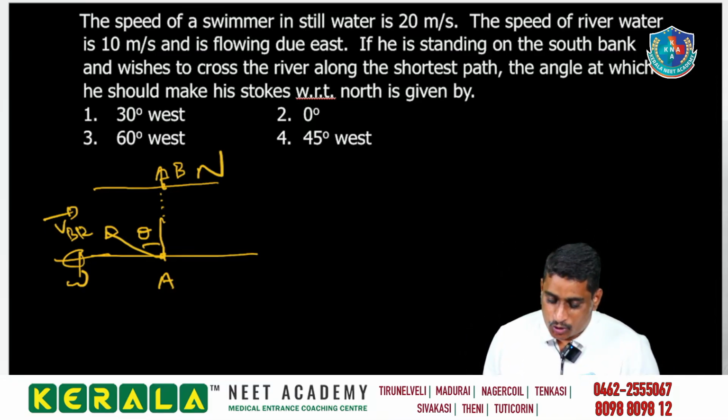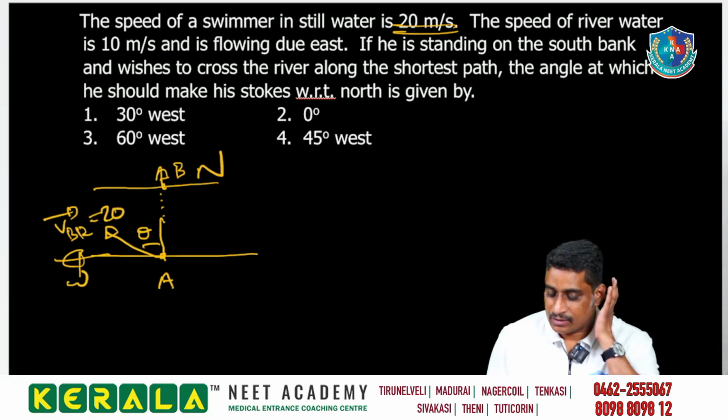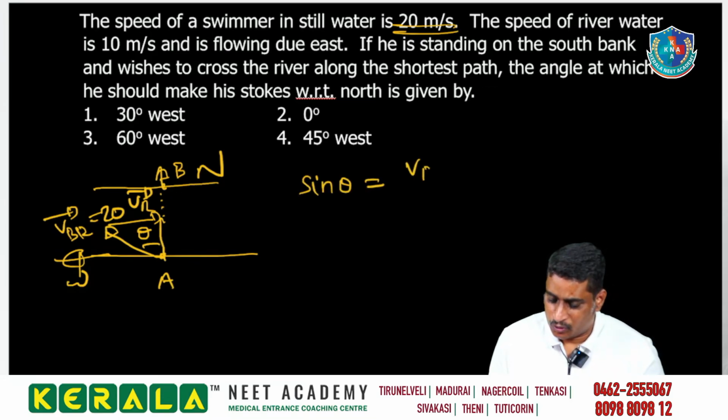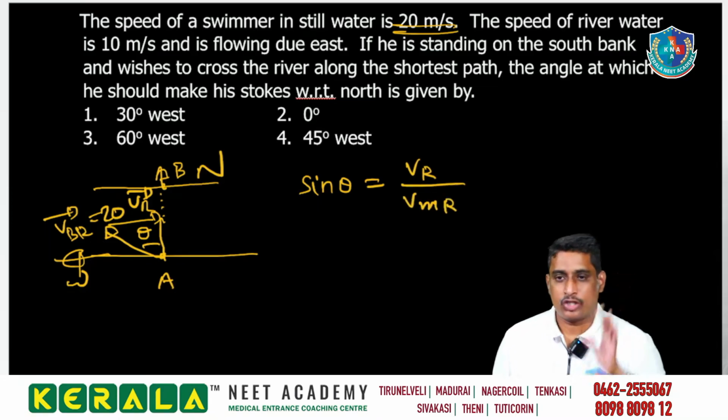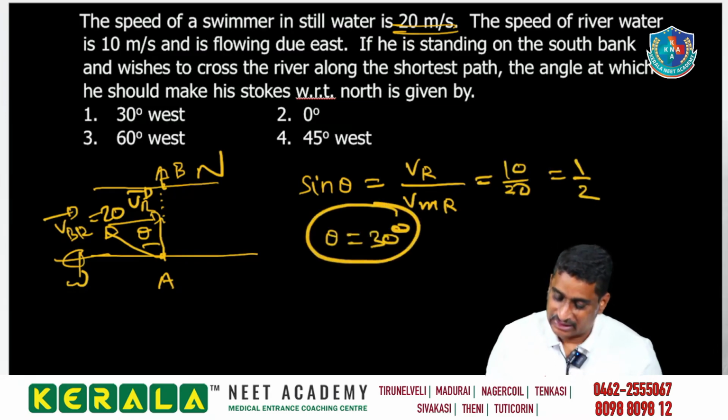So here the velocity of the boat with respect to the river, or the velocity of the man in this case with respect to the river, value is given as 20 meter per second. This value is 20. And the river velocity they have given as 10 meter per second. This is the river velocity, VR bar, 10. So from the diagram it is very clear, sin theta will be equal to VR divided by the magnitude of the velocity of the man with respect to the river. So this will be 10 by 20, nothing but 1 by 2, and theta is coming out to be 30 degrees.